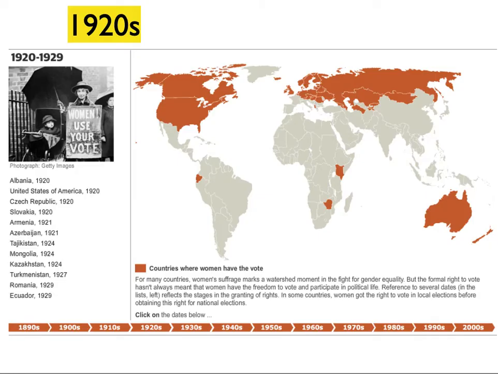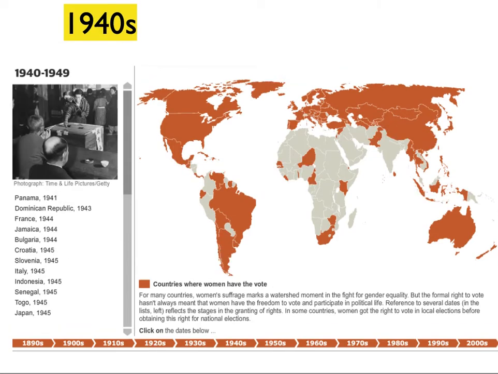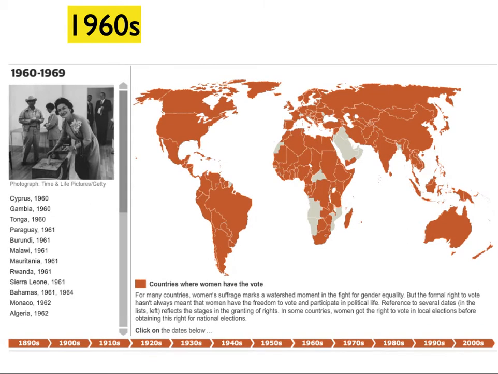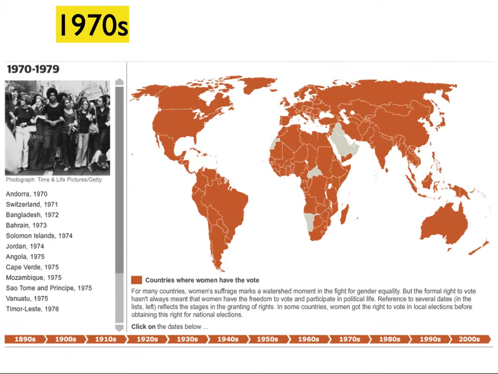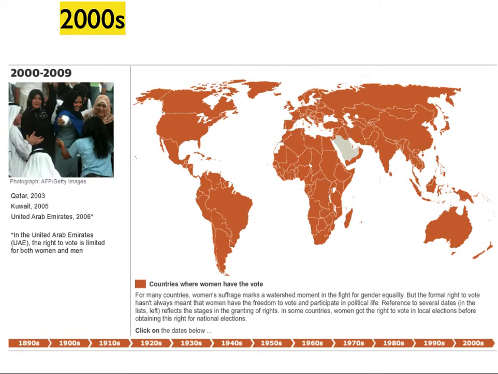The timeline of women's rights to vote can be seen as gradually improving over time. Here we have the 1920s, the 1930s, 40s, 50s, 60s, 70s, 80s, 90s, and from the year 2000.